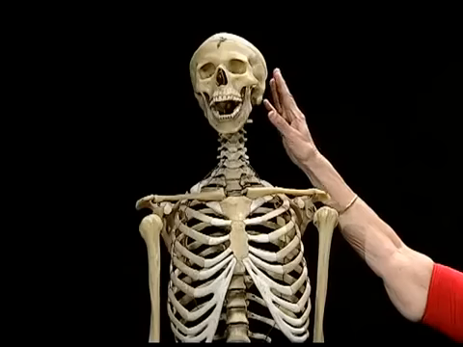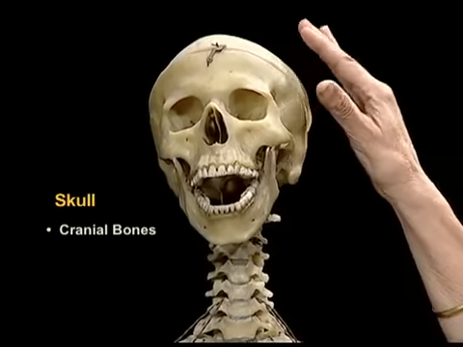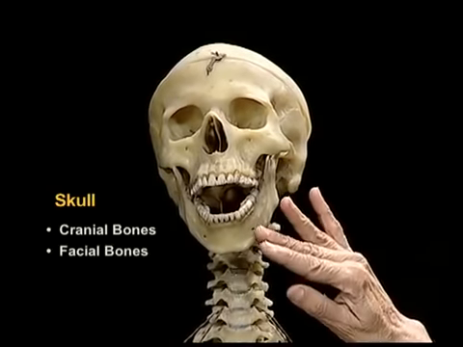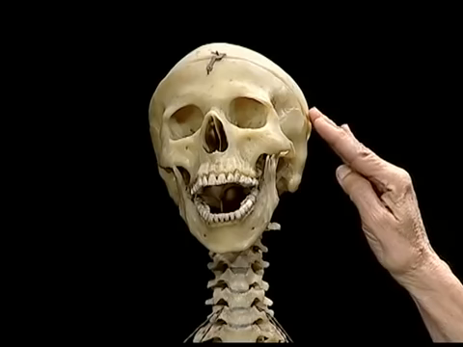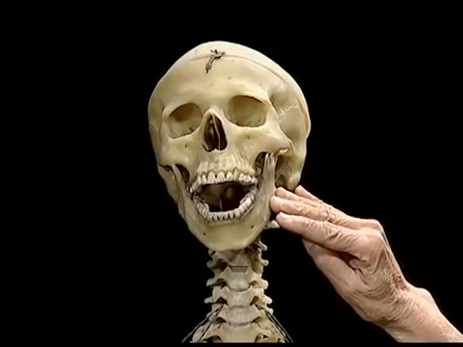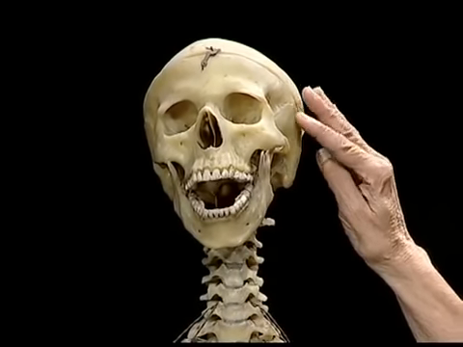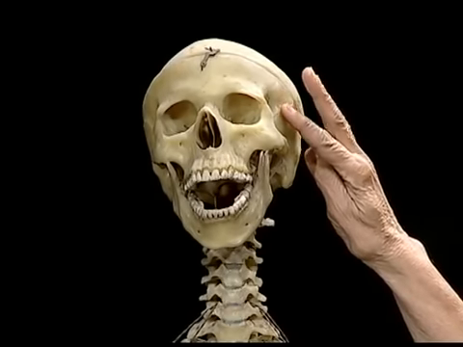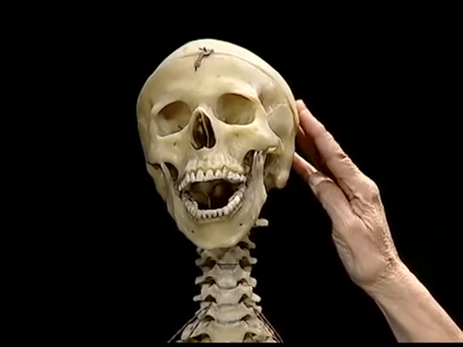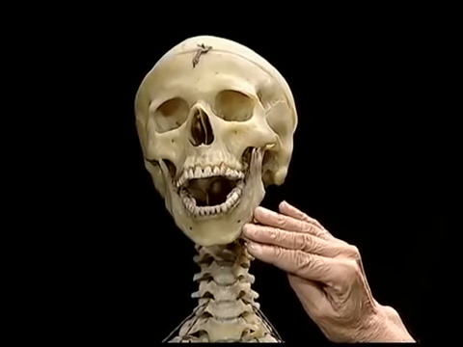You can see the skull here, it has two parts, the cranium and the facial bones. There are 8 bones in the cranium and 14 bones in the facial region. The cranium bones are attached to each other by sutures, so they do not move much. Facial bones make the face.